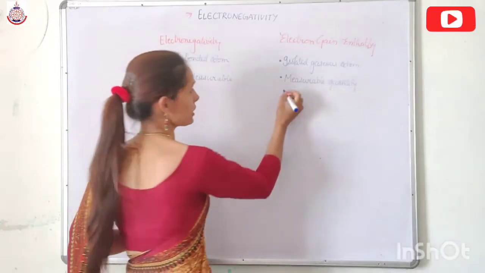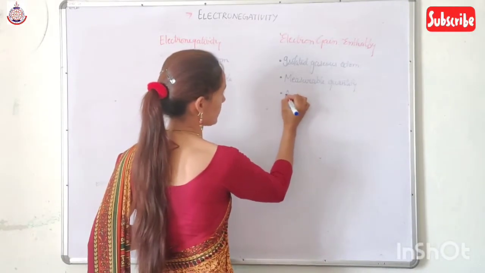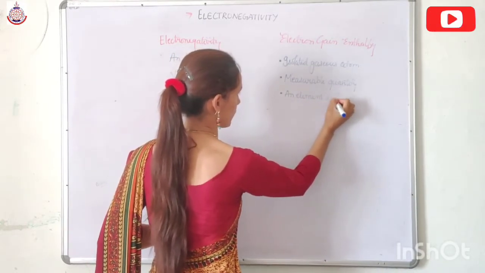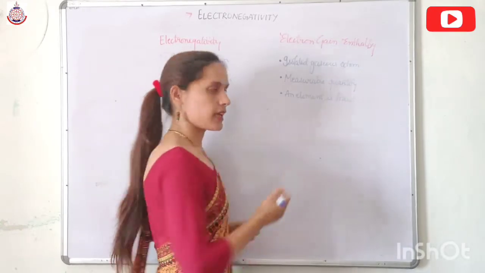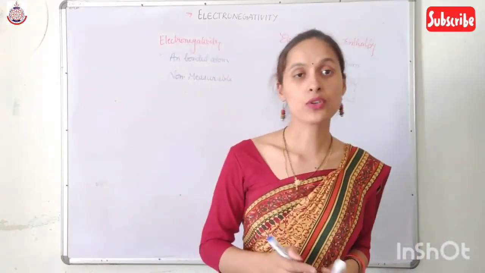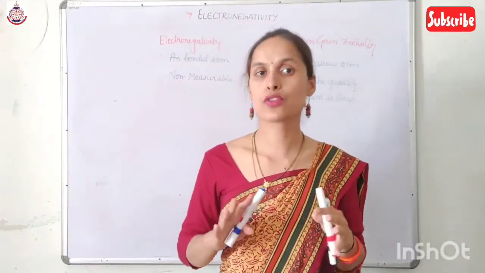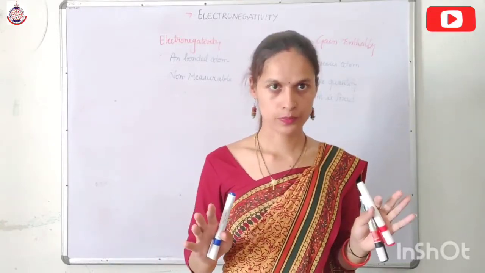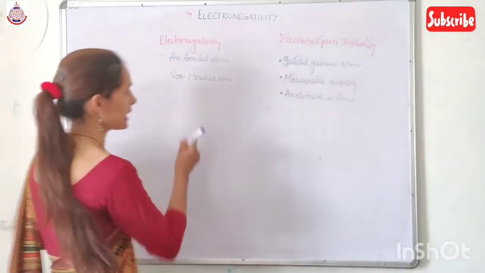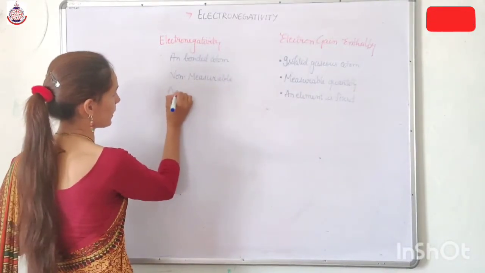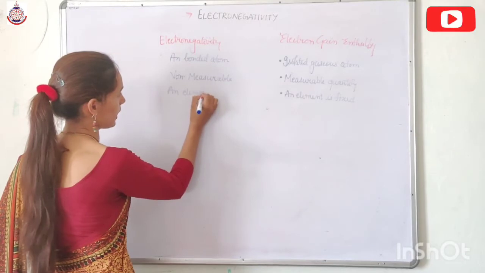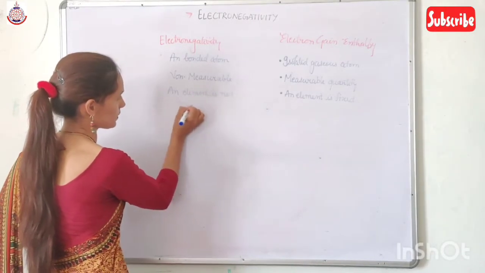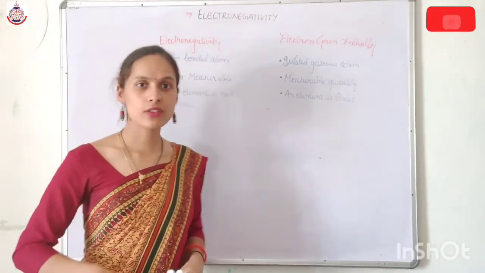Next, the electron gain enthalpy of an element is fixed. Meaning if we have to calculate the electron gain enthalpy of chlorine, the electron gain enthalpy of chlorine remains fixed. Clear? But the electronegativity of an element is not fixed. Clear? Why is it not fixed?